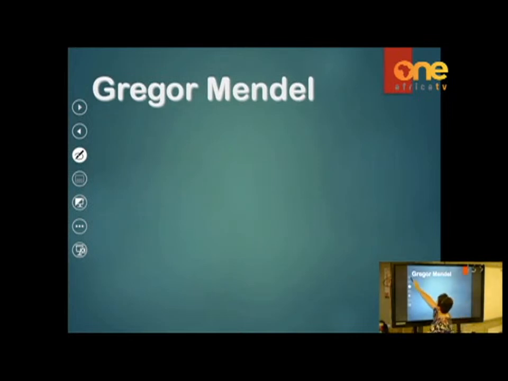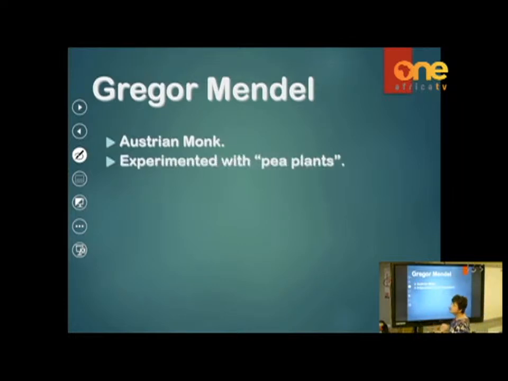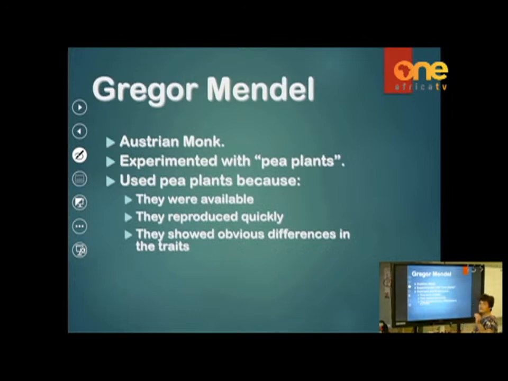So, what did Gregor Mendel then do? He was an Austrian monk, and he lived in a monastery, and he started to experiment with pea plants because he recognized that there are specific characteristics that occur in some plants and then in others are gone. Why pea plants? They were available, they easily grew in the garden, they reproduce quickly, and they have differences in their traits.